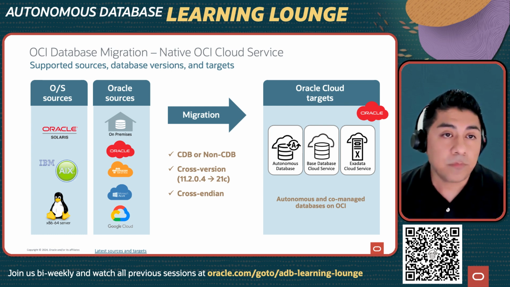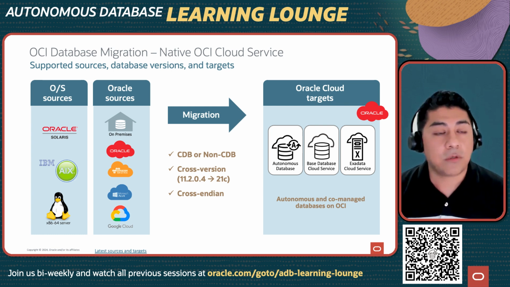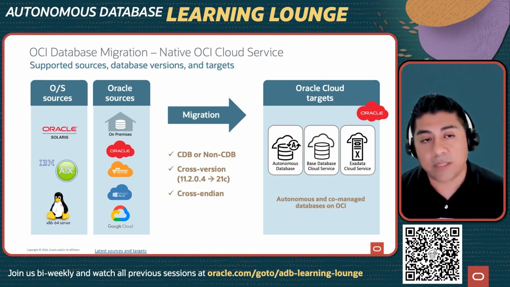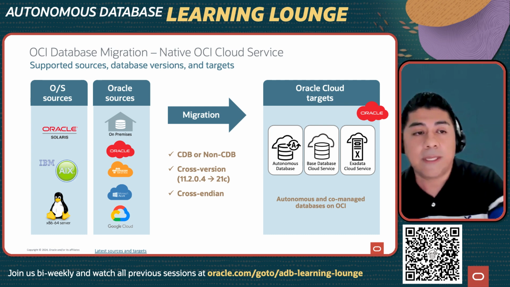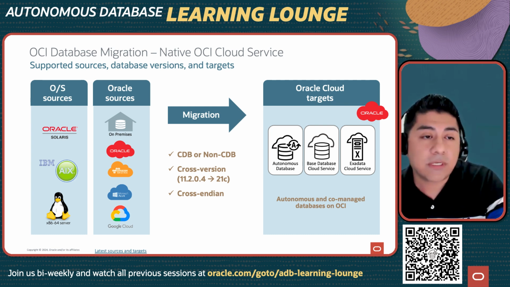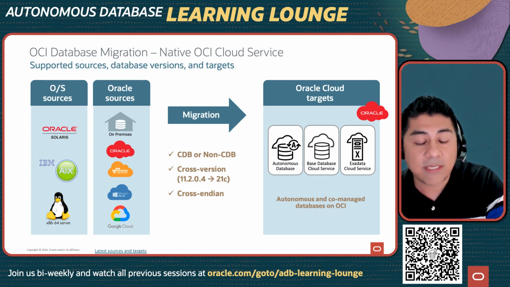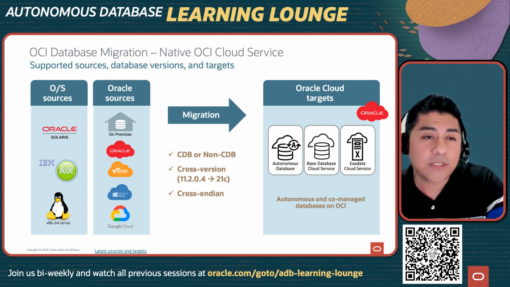So also it's very important to mention what is supported and what is a source and target. These are the sources in terms of operating systems that are supported. We have Solaris, AIX, and Linux. And in terms of sources, you can have your Oracle on-prem and also on different multi-cloud vendors.